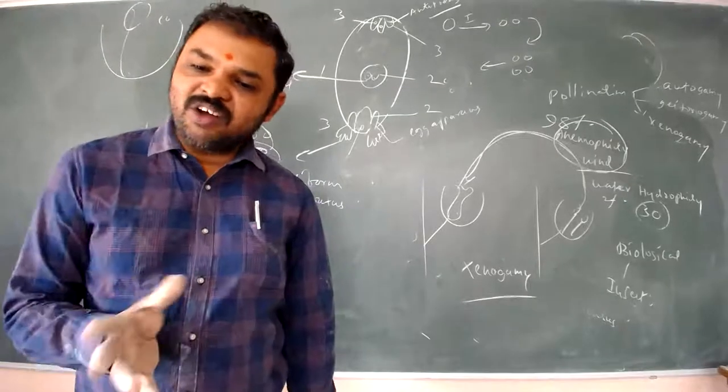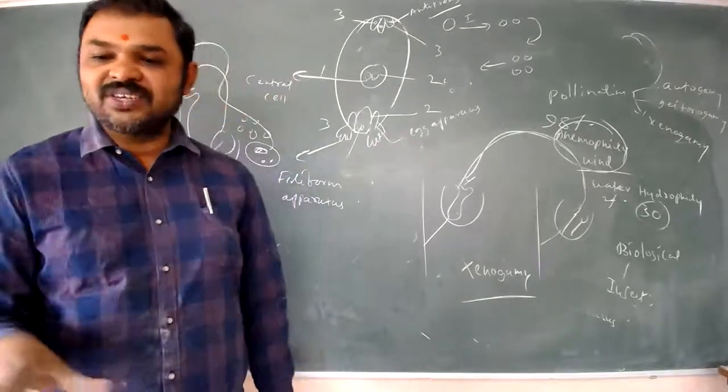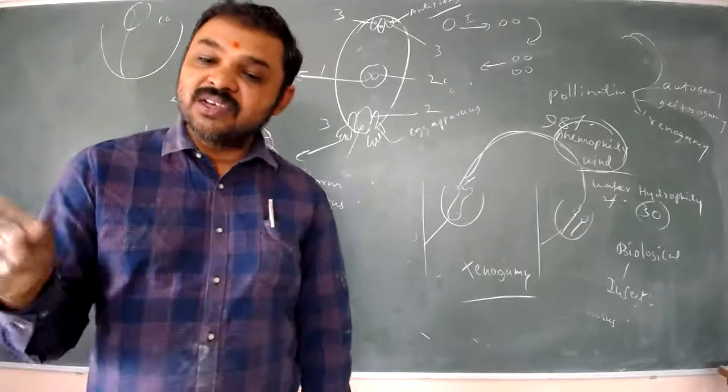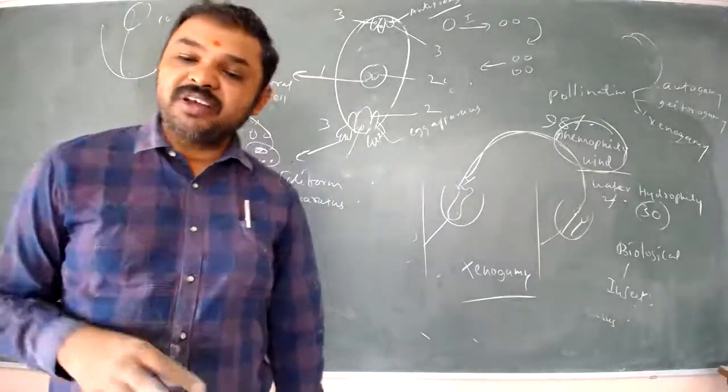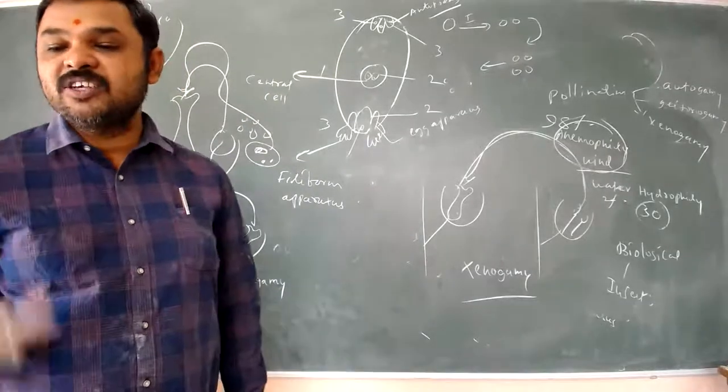But in some seeds, the nucellus also is retained. After development of the embryo sac, some nucellus remains. That is called perisperm, the persistent nucellus. Example: pepper and beet have perisperm.